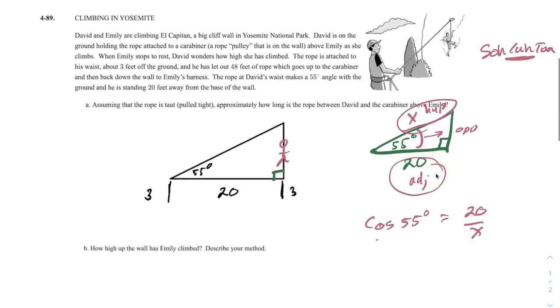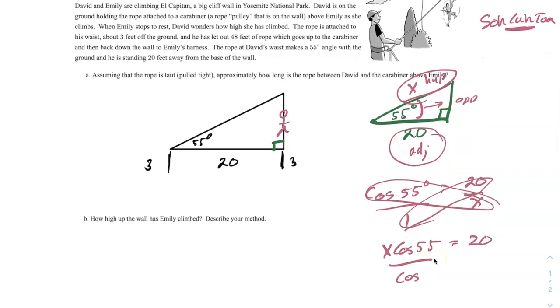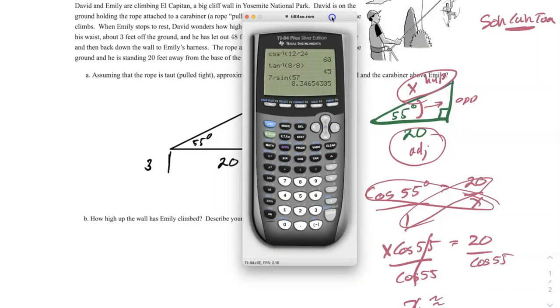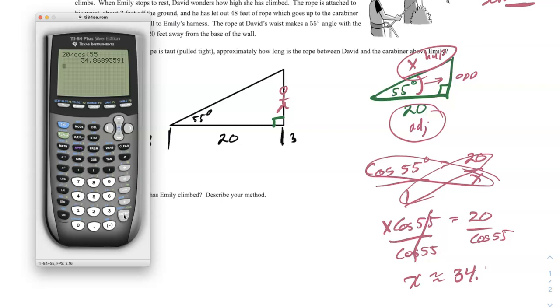So if I do that, cross multiply, it's a two-step problem. I get x cosine of 55 equals 20. Divide by cosine of 55, and I get x by itself. And x is approximately 20 divided by cosine of 55 in the calculator. So 20, let's turn it on. 20 divided by cosine of 55. And I get about 34.9 feet. So that's what the top is.